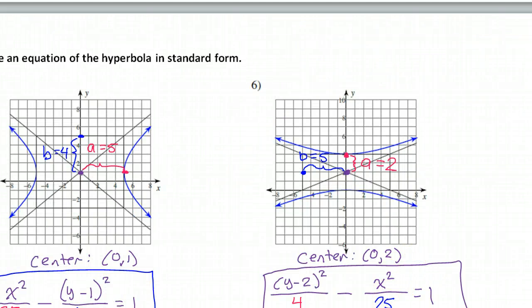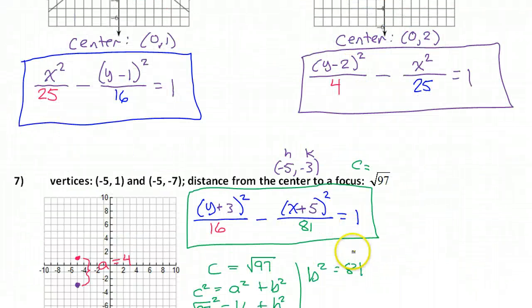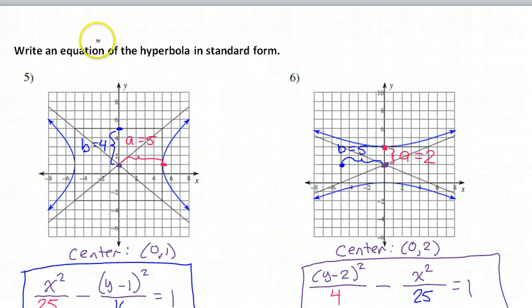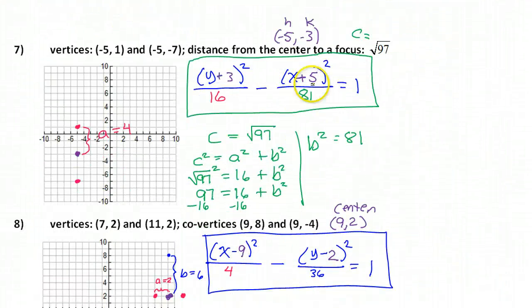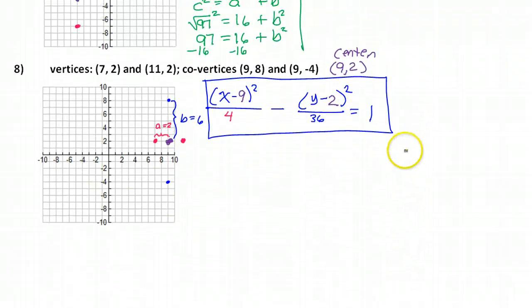I'm pretty sure that's all we had to do. It just says, let's see, do we have to find any stuff? The directions for this whole page: write the equation of the hyperbola in standard form, given this information. So we're done.